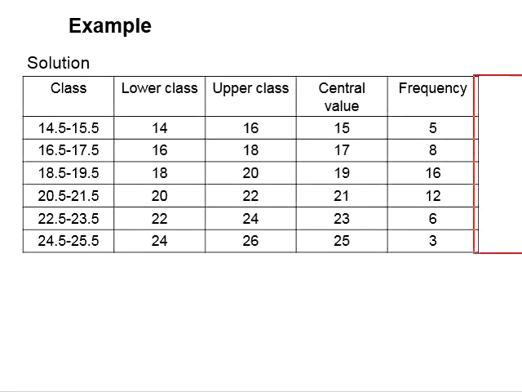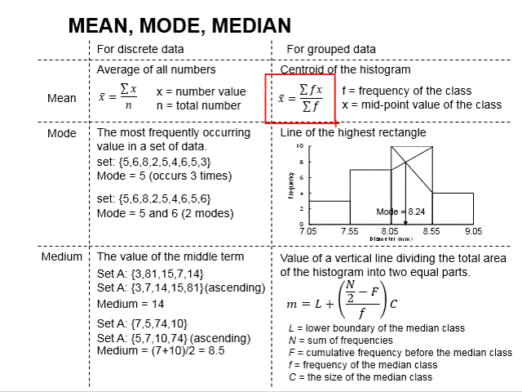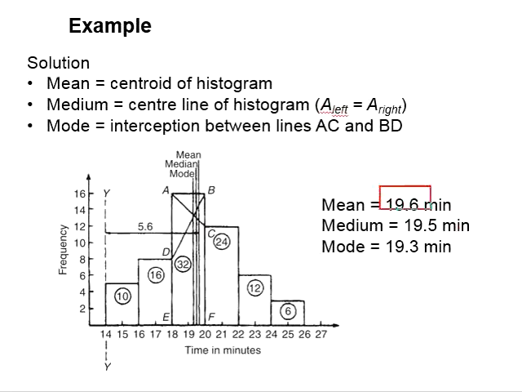Create an additional column here, constituting the value of the multiplications of the mid value with the frequency. Sum up the multiplication values, you get sigma fx. Also, sum up the frequency values here, you get sigma f. The mean is determined by the summation of fx divided by sigma f. The mean is obtained as 19.6 minutes.